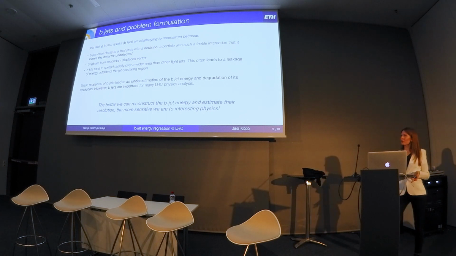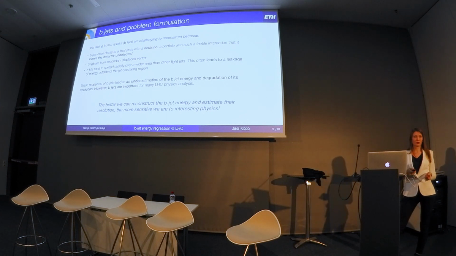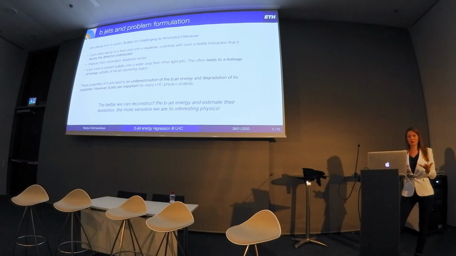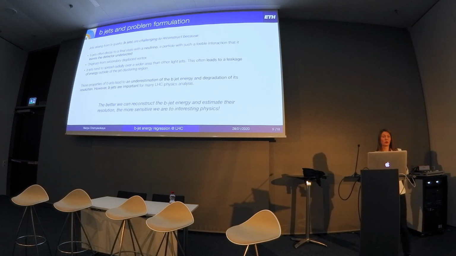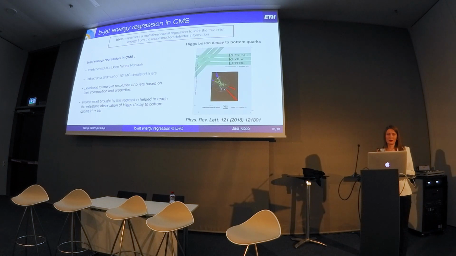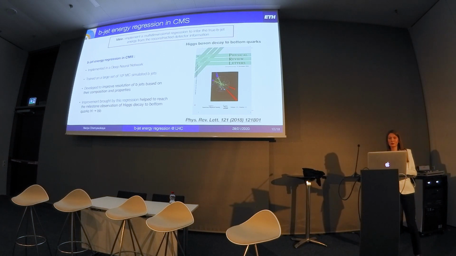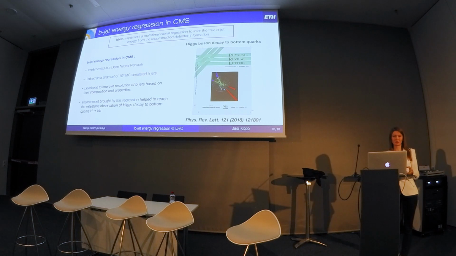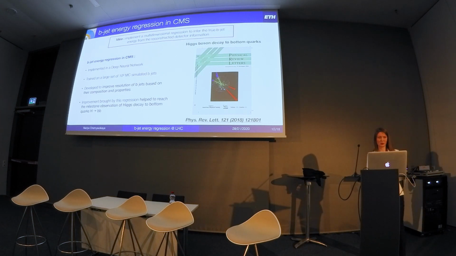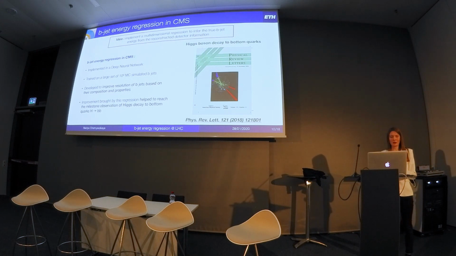But the important thing is that these B-jets are very important for many physics analyses that we do at the LHC. So the better we can reconstruct the B-jet energy and estimate their resolution, the more sensitive we are to the underlying physics that we are actually interested in. Here's the idea. We want to implement a multidimensional regression to infer the true B-jet energy from the reconstructed detector information that we have. So I will present the B-jet energy regression that we developed for the CMS.